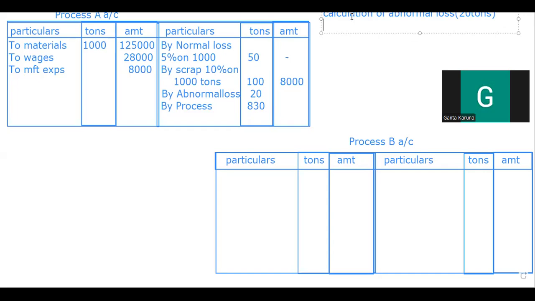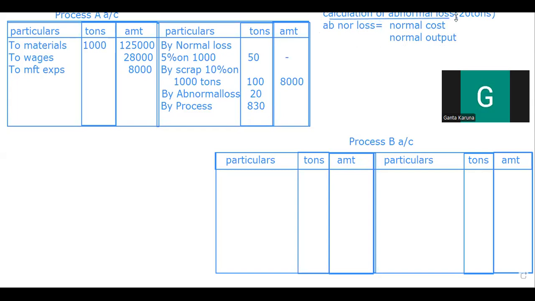So the abnormal loss formula is equal to normal cost divided by normal output, into, I'm going to multiply. Normal cost by normal output into abnormal units. Once again, let me draw the lines to separate it.